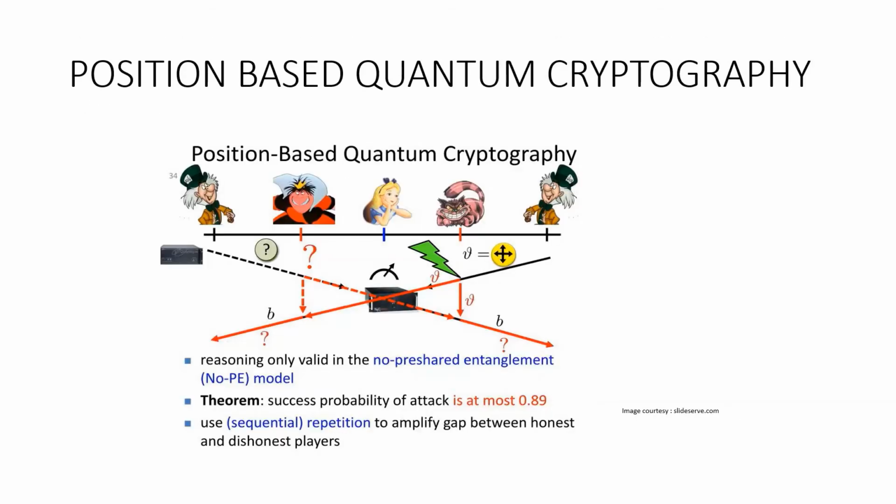Position-based quantum cryptography. The goal of position-based quantum cryptography is to use the geographical location of a player as its only credential. For example, one wants to send a message to a player at a specified position with the guarantee that it can only be read if the receiving party is located at that particular position.